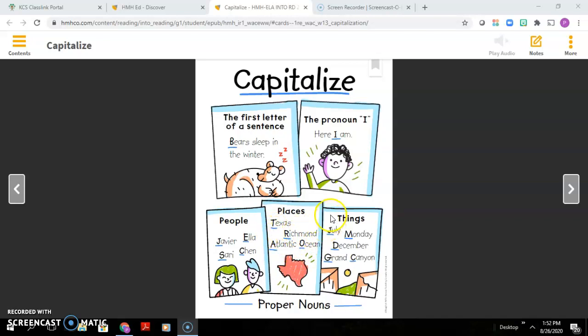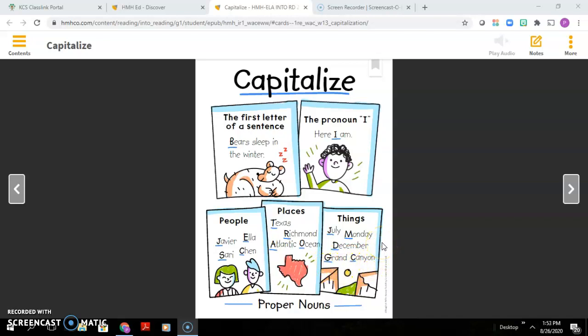We also capitalize names of things, like months of the year, July, days of the week, like Monday, and things like the Grand Canyon. Those are words that we're giving a name to, and they need to be capitalized also.